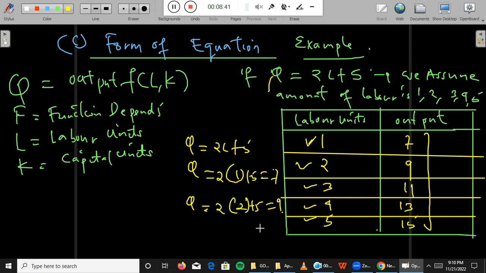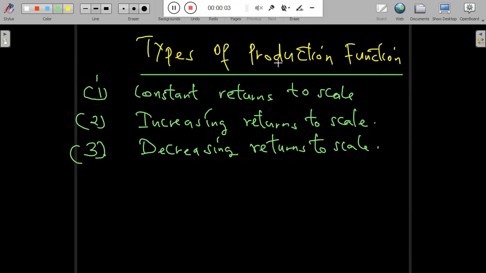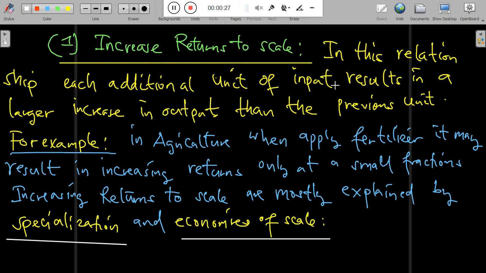So for that case, let's jump to our next level to see the types of production function. We have three types of production function. The first one is constant return to scale. The second one is increasing return to scale. The third one is decreasing return to scale.